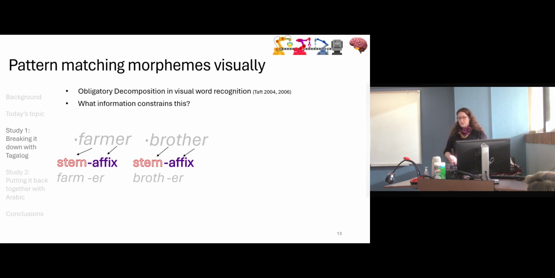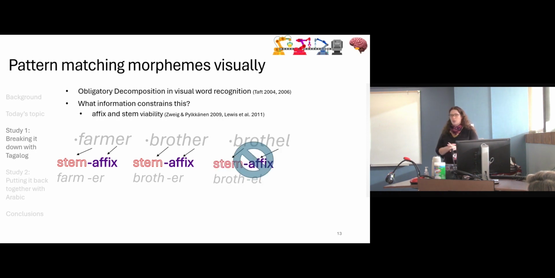But notice that both of these are potential stems and potential affixes. Broth is a word on its own. ER is an affix we've seen before. So a word like brothel is not automatically decomposed in this region because EL is not a potential affix. We've never seen that before.